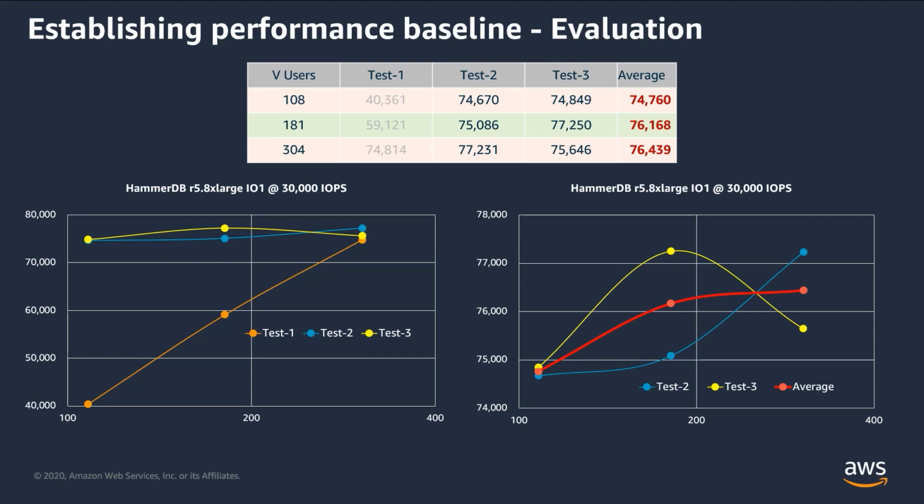We plotted the results of the second and third series, as well as their average, at a larger vertical axis scale. The performance increase with the increase of workload level plateaued at the workload of 304 virtual users, as it saturated the system. So we use 304 virtual users as a baseline workload in subsequent tests.